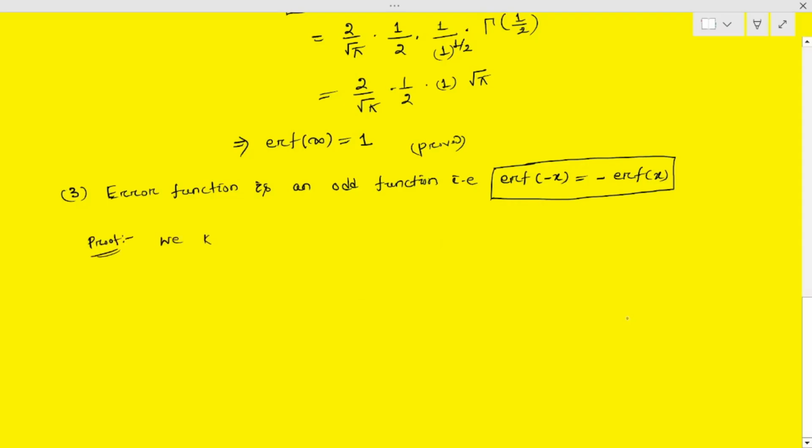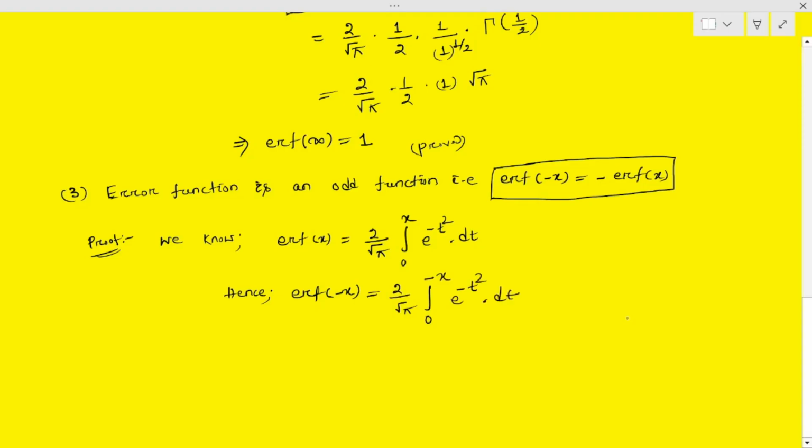Proof: we know the error function of x is nothing but 2 by root pi, integral from 0 to x, e to the minus t square dt. Hence the error function of minus x will be 2 by root pi, integral from 0 to minus x, e to the minus t square dt. This upper limit is minus x.